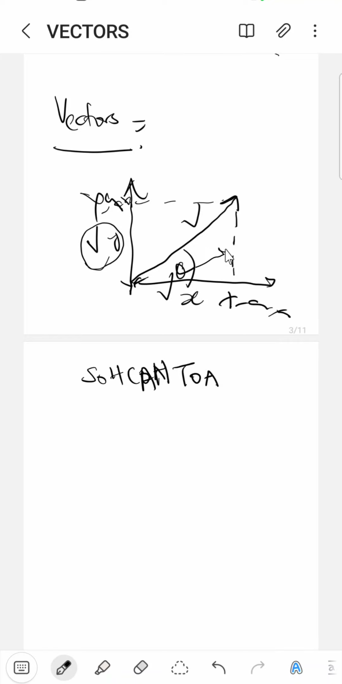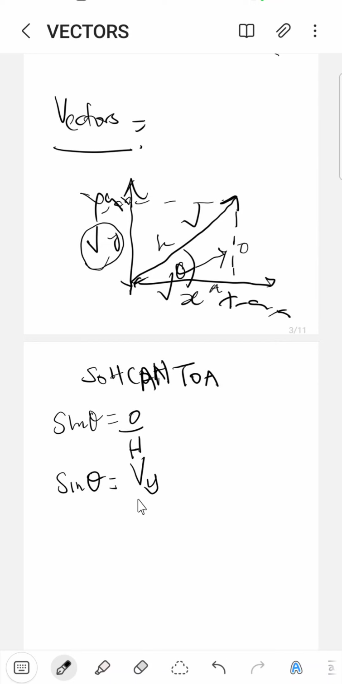Okay, so wherever the angle is facing is called your opposite, right? The slant aspect is called your hypotenuse. The remaining aspect is called your adjacent. So from SOHCAHTOA you have sine theta is equal to opposite over hypotenuse. The opposite is this item that is a projection on what axis? On the y-axis. So this will be your vector component on the y-axis.